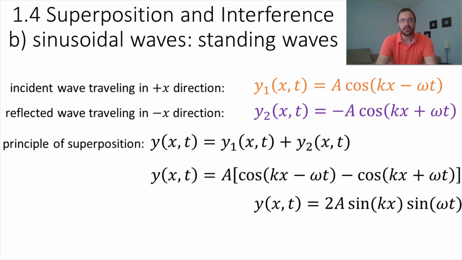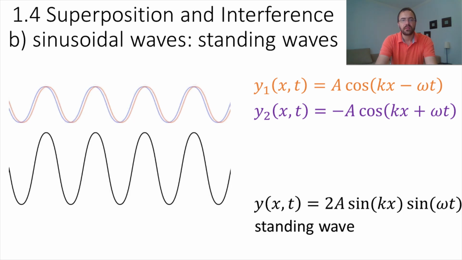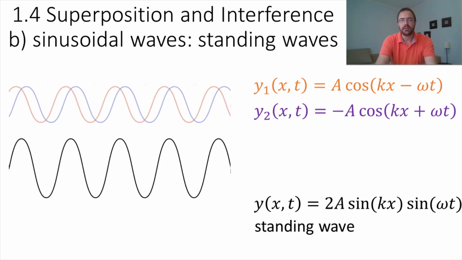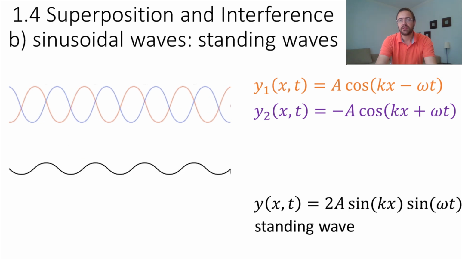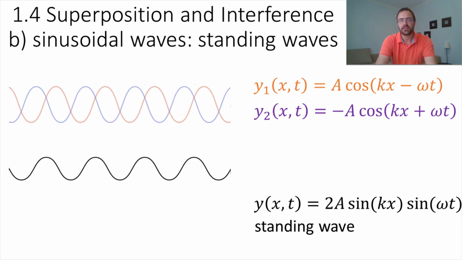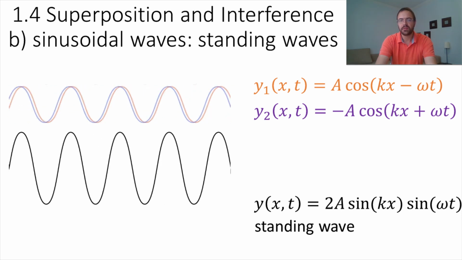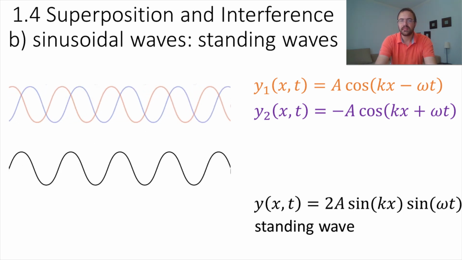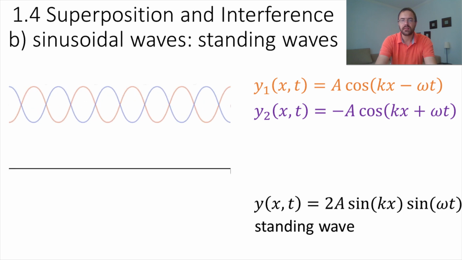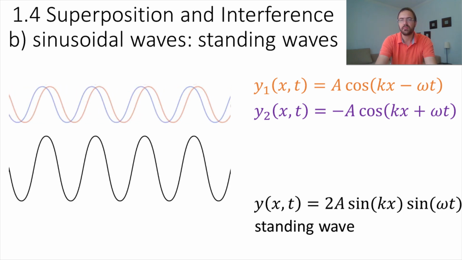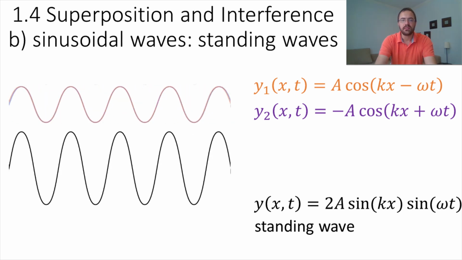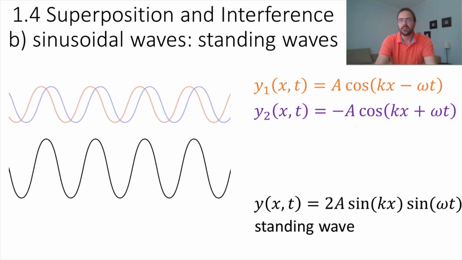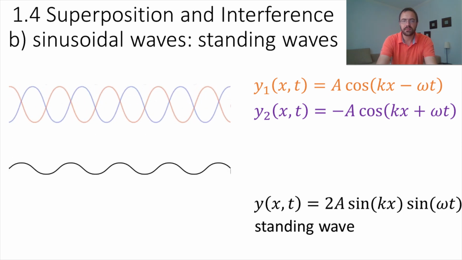Now, we can look at this function on a graph. So we have an incident wave traveling in the plus x direction and a reflected wave traveling in the minus x direction. And the result is shown at the bottom. This is the black curve here. And this is called a standing wave. You see that it does not seem like it's traveling in the plus x direction. It does not seem like it's traveling in the minus x direction. So it's just standing there.